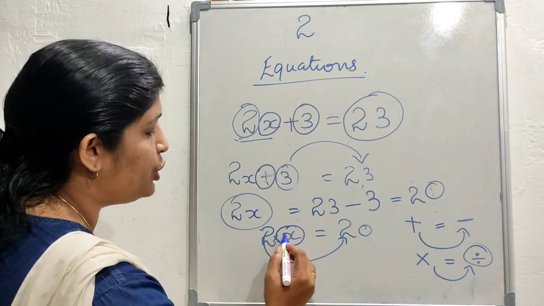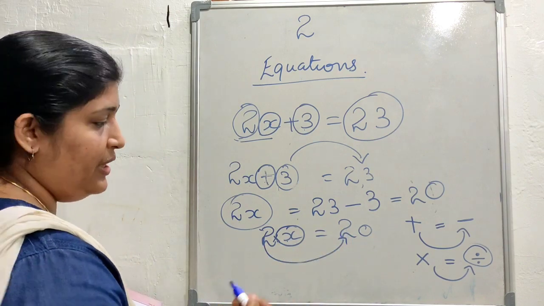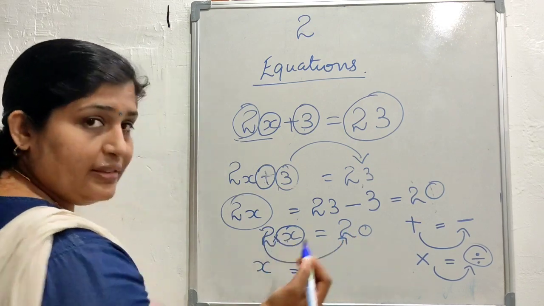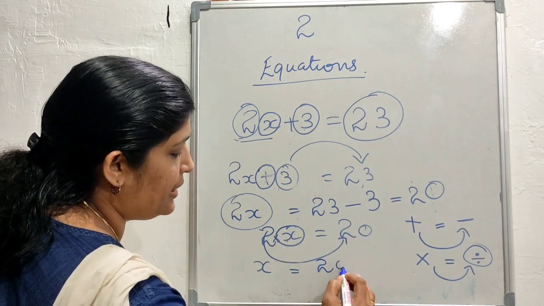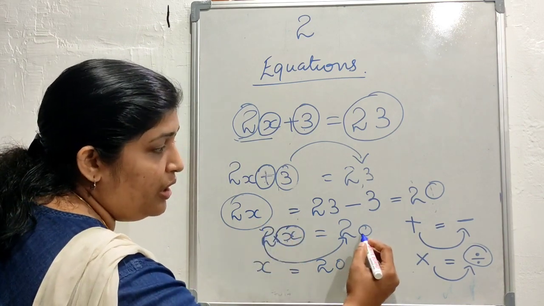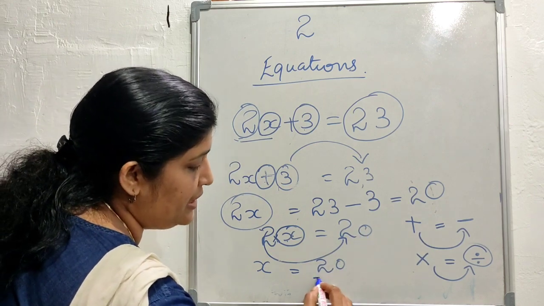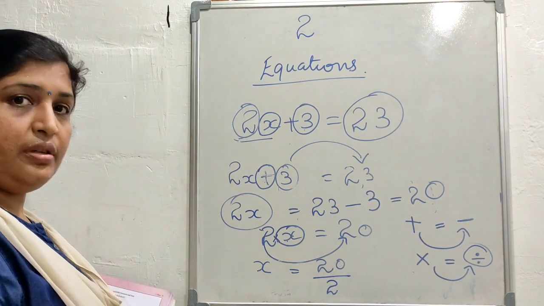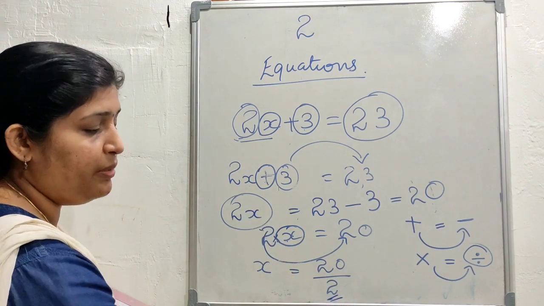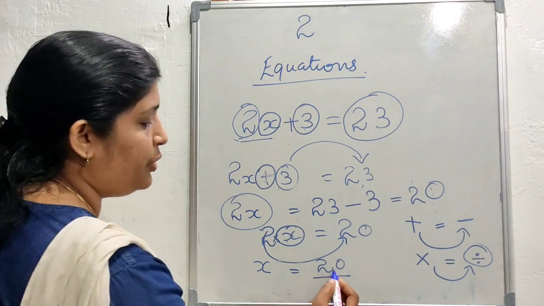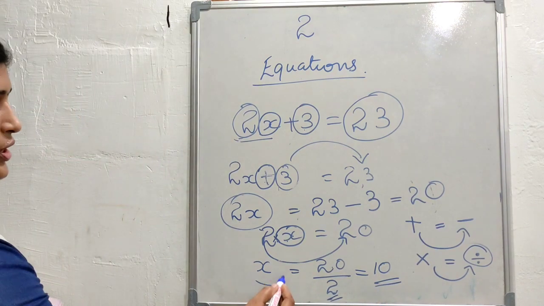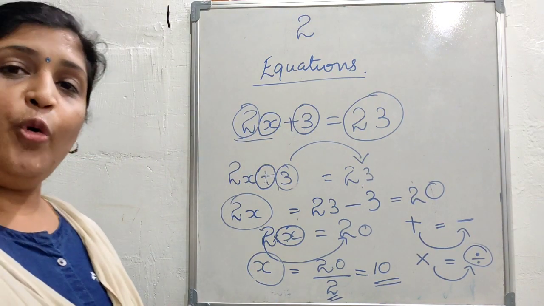So we have 2 into x is equal to 20. Then keep the variable x on one side and the number on the other side. So 20 is here, and here 2 is multiplied with x, and if it goes to the right hand side of the equation, it becomes divided by 2. So we have 20 divided by 2 is equal to 10. What is x actually? x is the cost of a notebook.